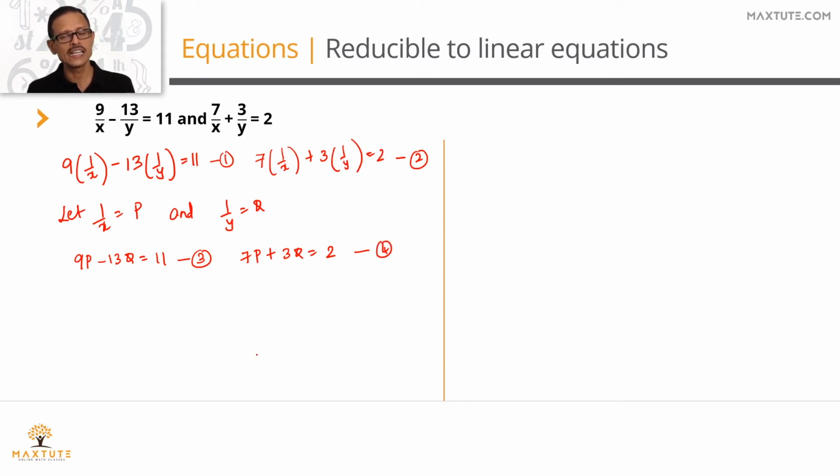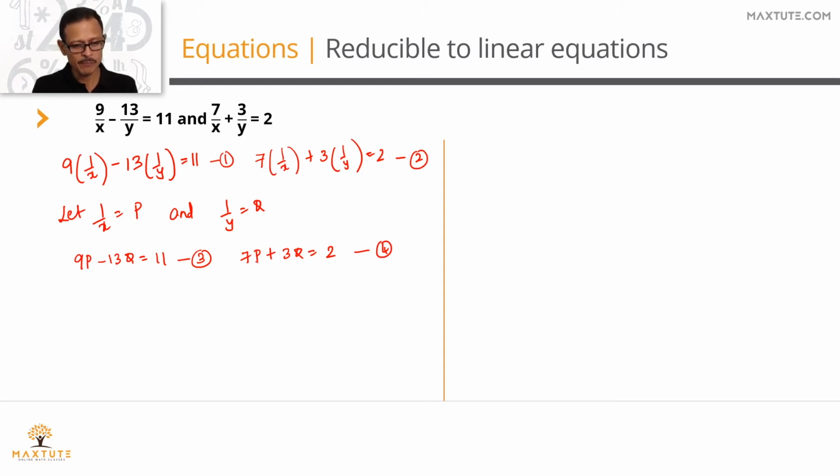Now, equation 3 and equation 4 are reduced to look like our usual pair of linear equations in two variables. This is something that we have solved. We can solve it in any one of the three methods that we are used to. Let's use the elimination method to solve it. The objective is to make the coefficient of either p or q the same in both the equations. Let's try and make the coefficient of p the same in both the equations.